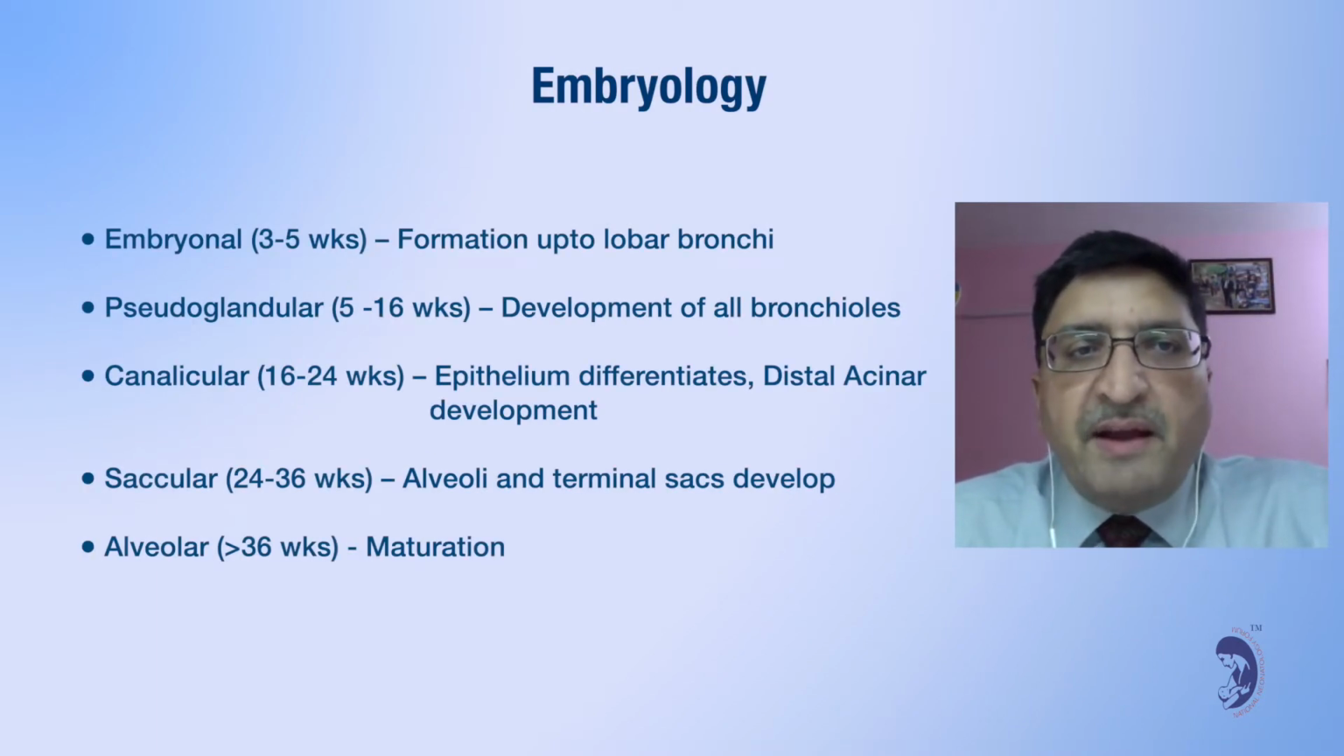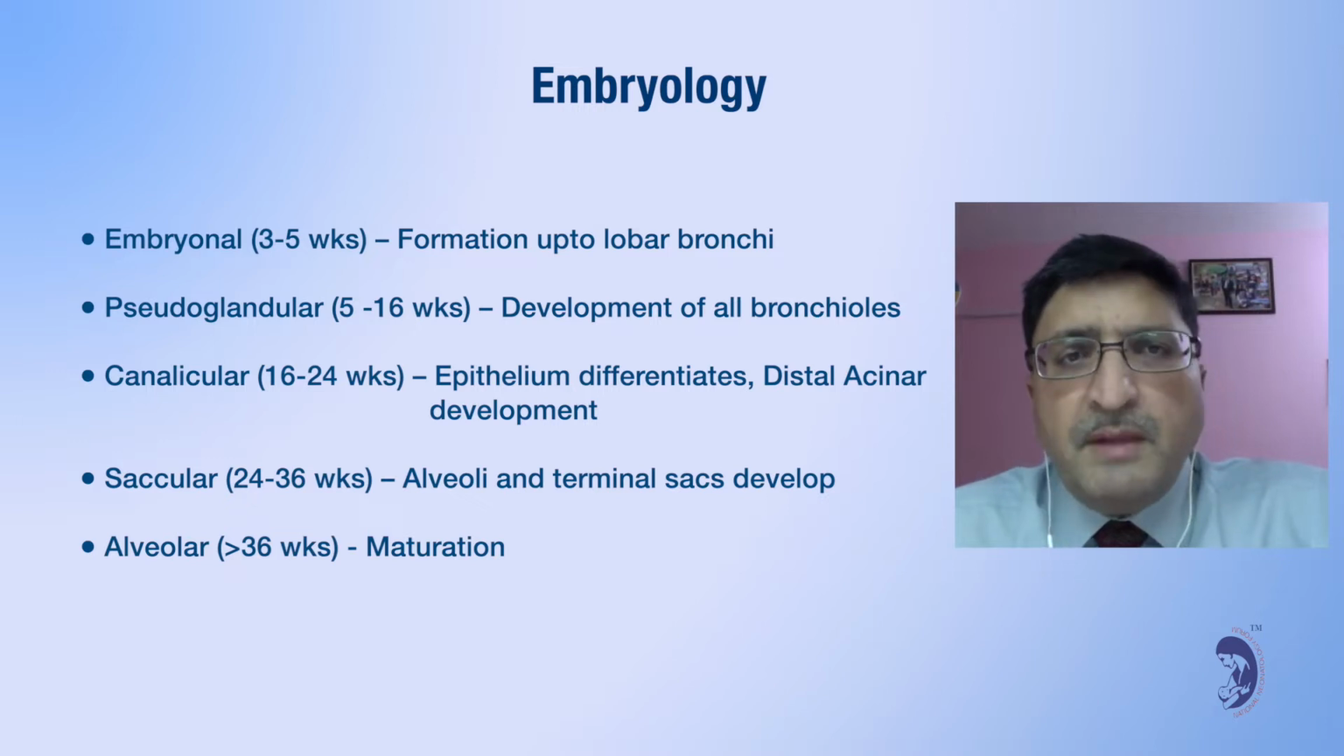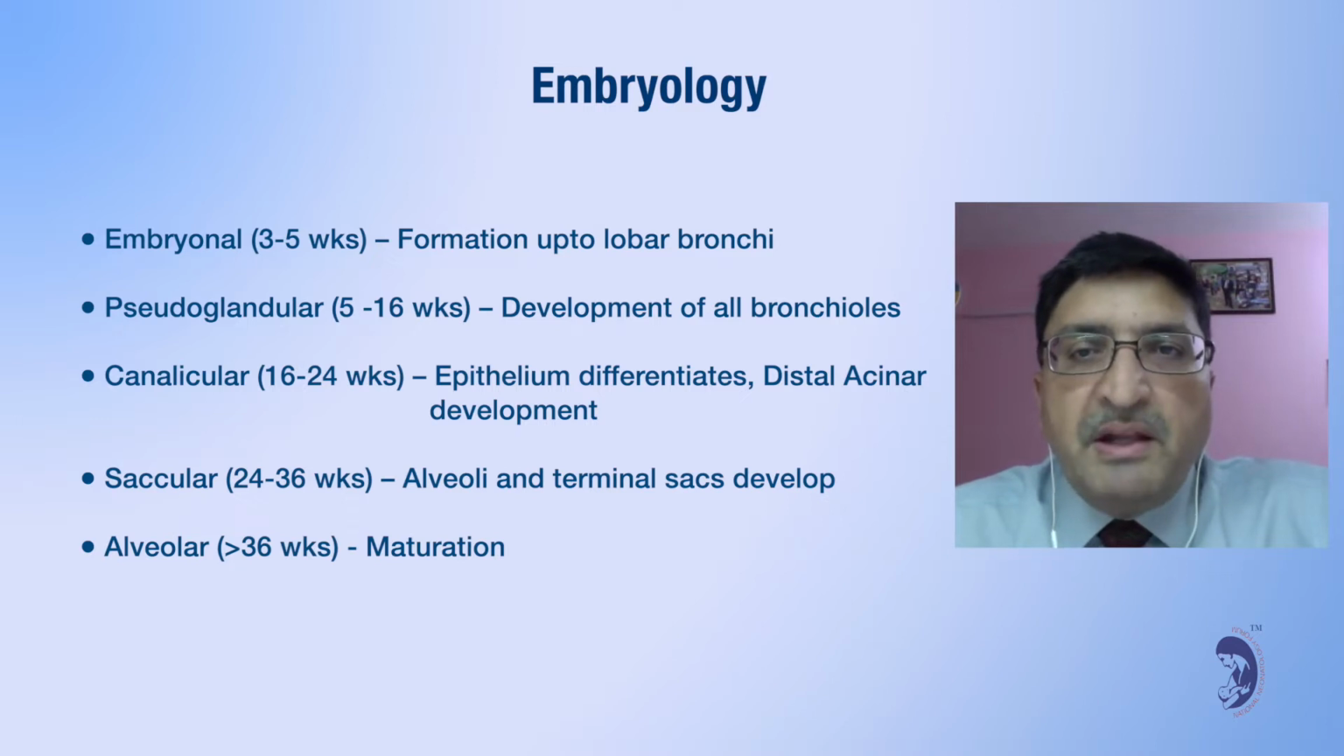It's basically a five-staged process. The first is the embryonal phase, which is between 3 to 5 weeks, where there is formation of the lobar bronchi. Then comes the pseudoglandular phase, where there is development of all the bronchioles. This is followed by the canalicular phase between 16 and 24 weeks, where the epithelium differentiates and distal acinar development starts. The saccular phase is between 24 and 36 weeks, where the alveoli and the terminal sacs develop. And finally, the alveolar maturation goes on after the phase of 36 weeks of antenatal life.